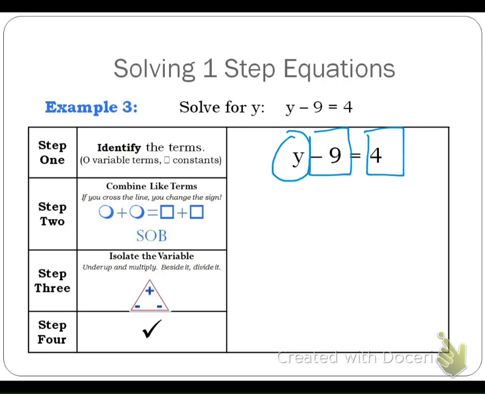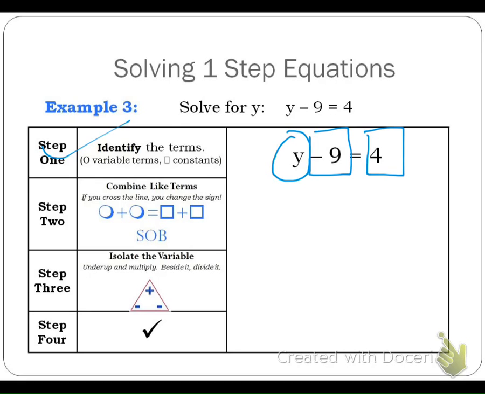Alright, so I finished step 1. Now I need to combine any like terms. Do I have any like terms to combine? Yep, I have a negative 9 and a 4. See how those squares are kind of like our training wheels? They're training our eyes. Hey, we've got 2 squares we need to combine together. But right now they're not on the same side of the equation as one another.